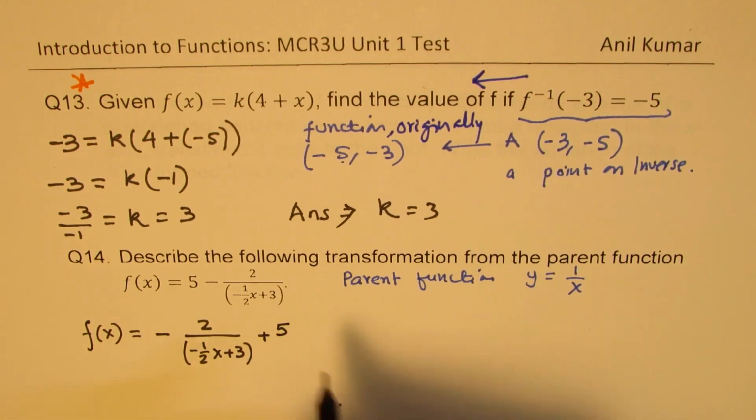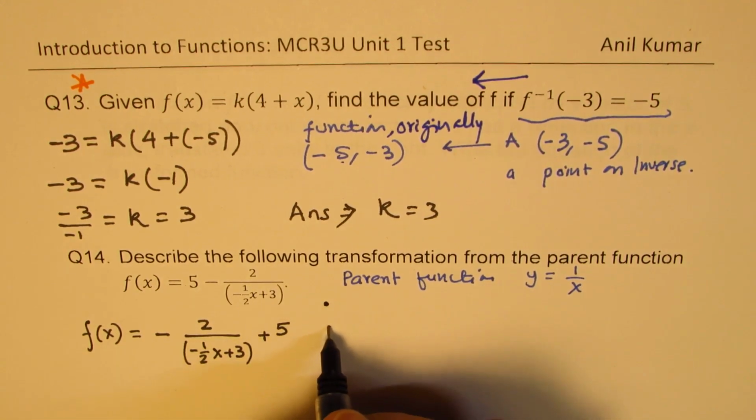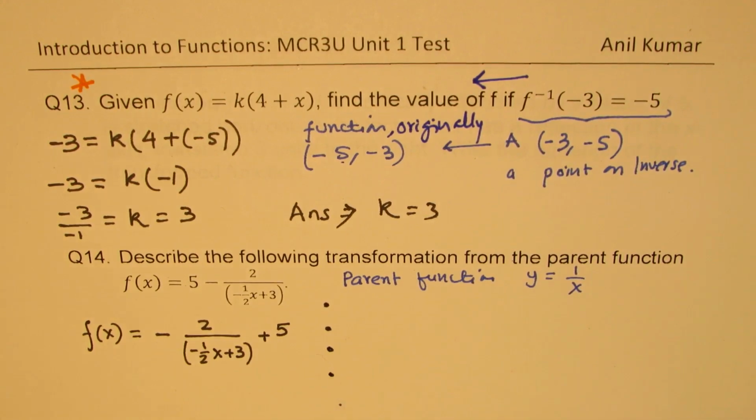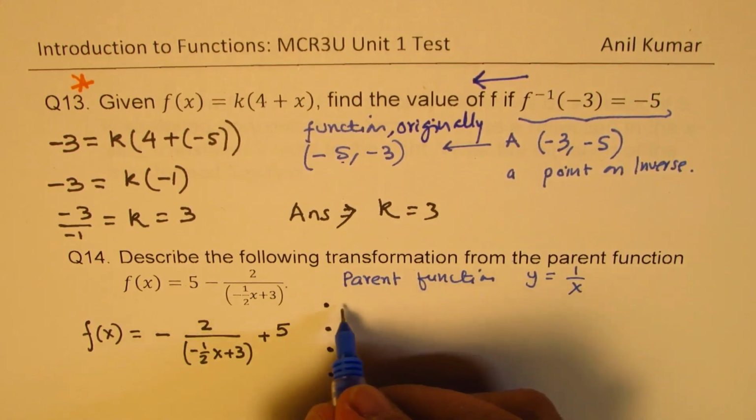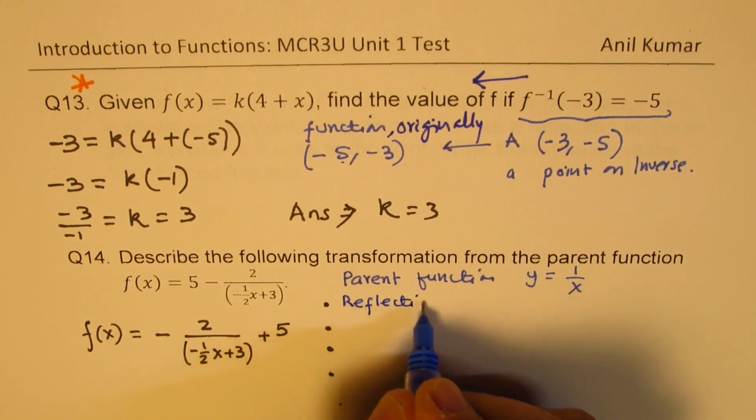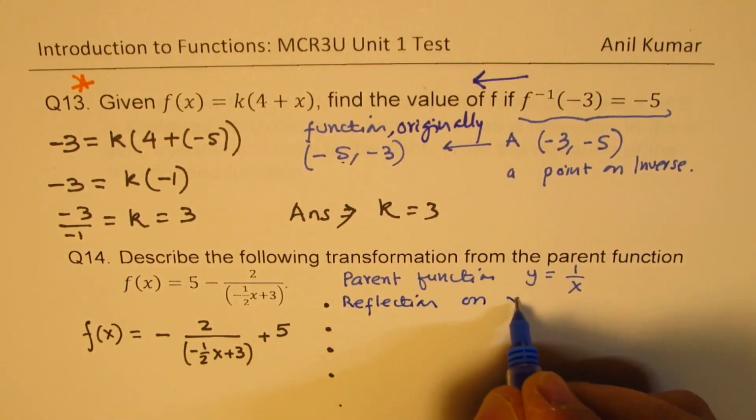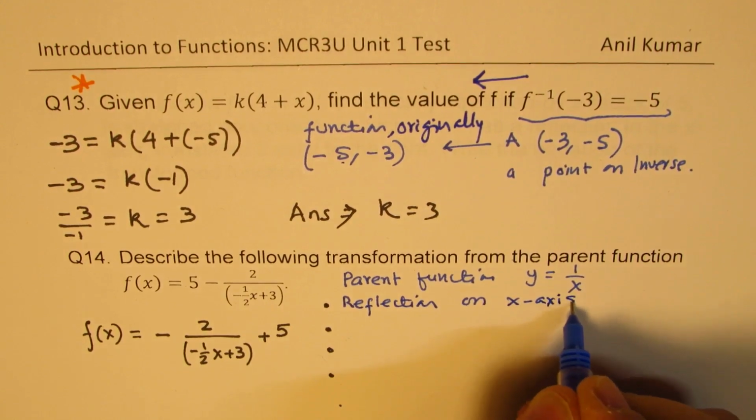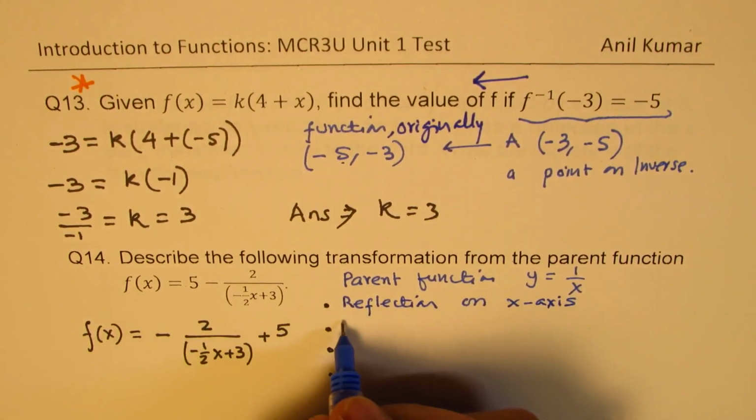Is that clear to you? Now let's write down all the transformations. To begin with, this minus is a reflection on the x-axis. Now this 2 is a vertical stretch.